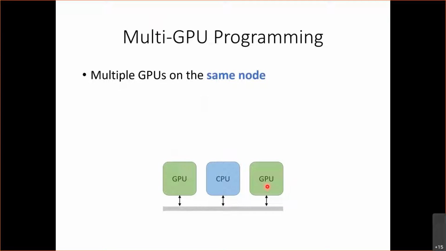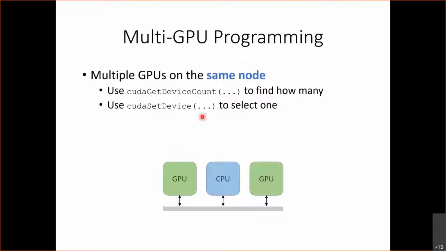So there is support for doing this inside of CUDA. You can figure out how many GPUs you have on the node using something like cudaGetDeviceCount. This API call tells you how many GPUs you have. And then you can use cudaSetDevice to select one of them. So if you want to, for example, launch a kernel on GPU 0, you can set the device to 0 and then launch the kernel. If you want to launch a grid on GPU 1, then you can call cudaSetDevice for GPU 1 and then launch the grid on GPU 1.